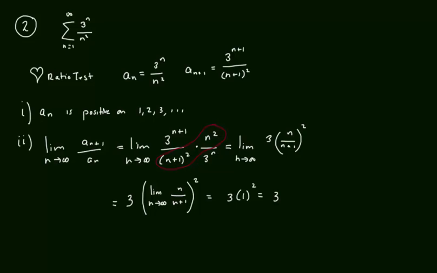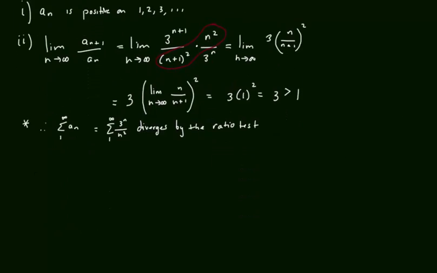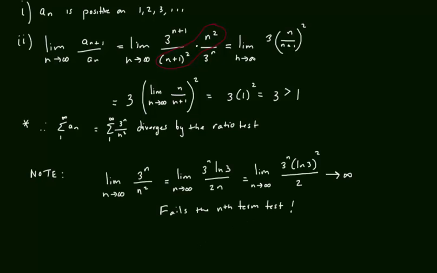Now we compare that limit of 3 to 1, and 3 is greater than 1. And so that tells us that the series diverges, as we have drawn here. It is interesting to note in this example that we could have actually done the nth term test, and it would have failed the nth term test, and we also could have concluded that it diverged by that reasoning, as seen here, using a little bit of L'Hopital's rule.